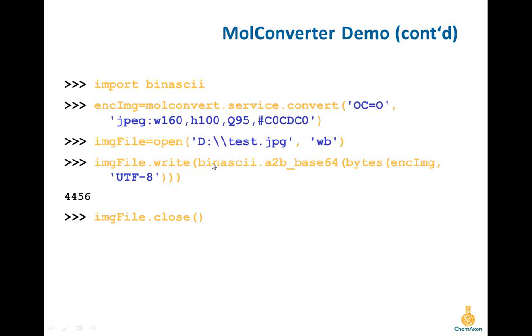So you have to use the binascii package, which is a default or included package in Python, and then you can convert the base64 encoded string and store it in an image file.